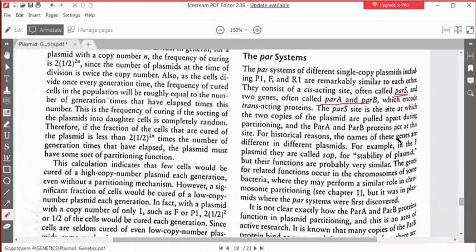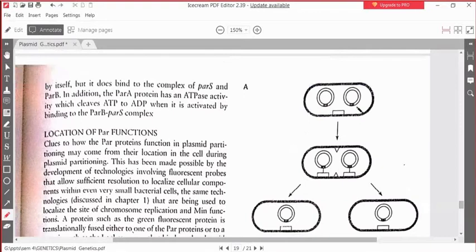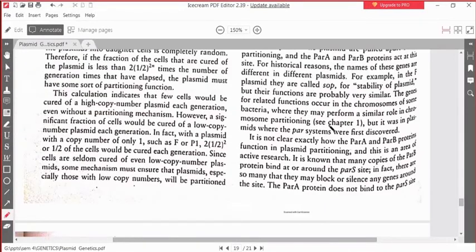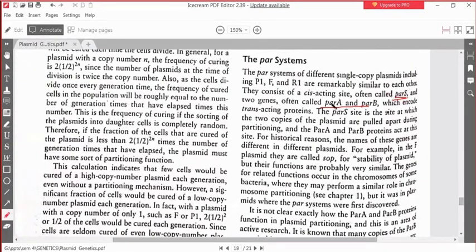This is the picture. As you can see, this blackened portion of the plasmid is the PARS site. The double-stranded plasmid DNA is there, and the black portions are the PARS site. The PARS site is already present in the plasmid. So according to this picture, this is the PARS, and 2 other genes are required, called PAR A and PAR B, which encode trans-acting proteins. The PARS site is the site at which the 2 copies of the plasmids are pulled apart during partitioning. Okay, we will discuss this.